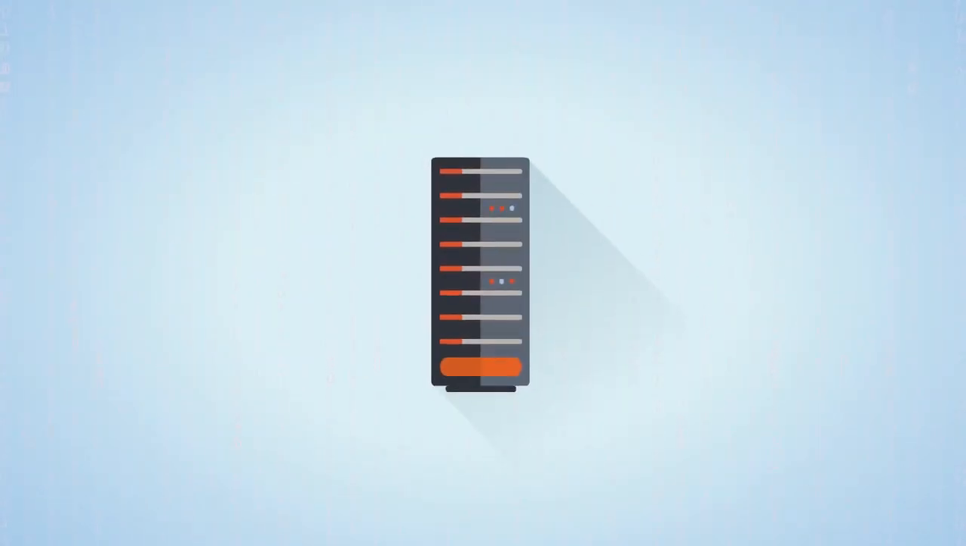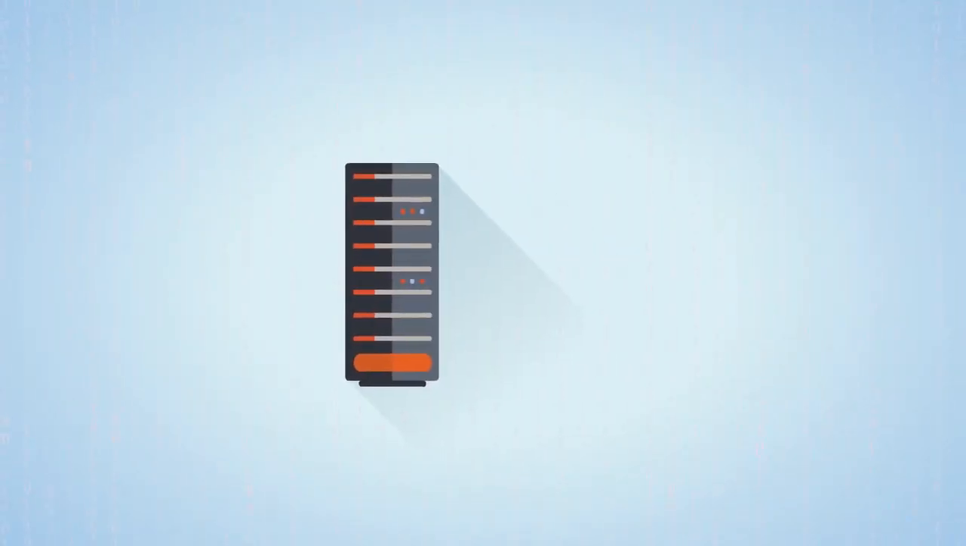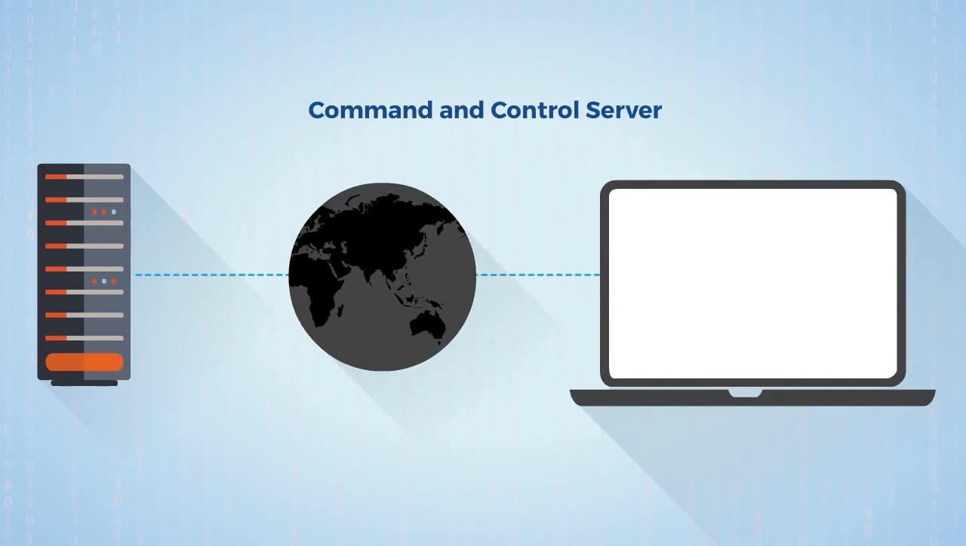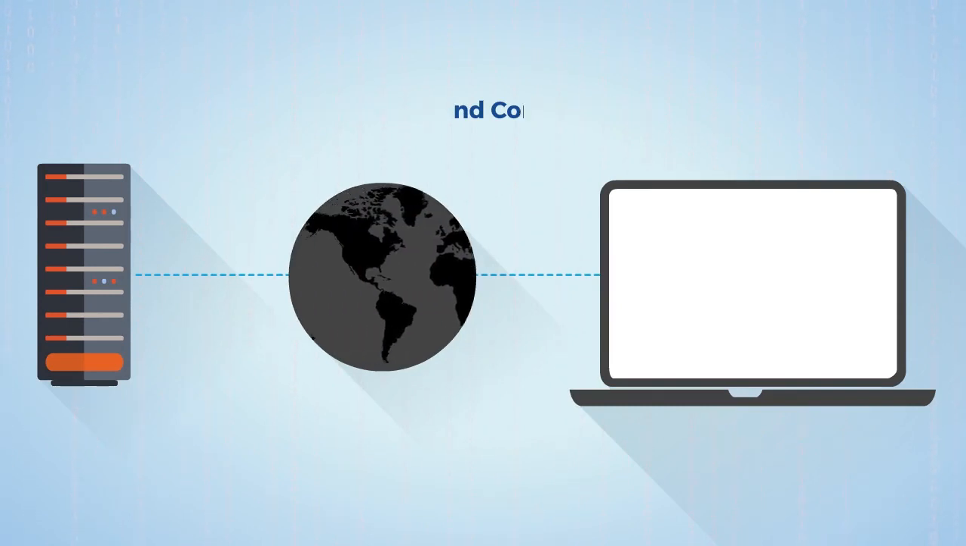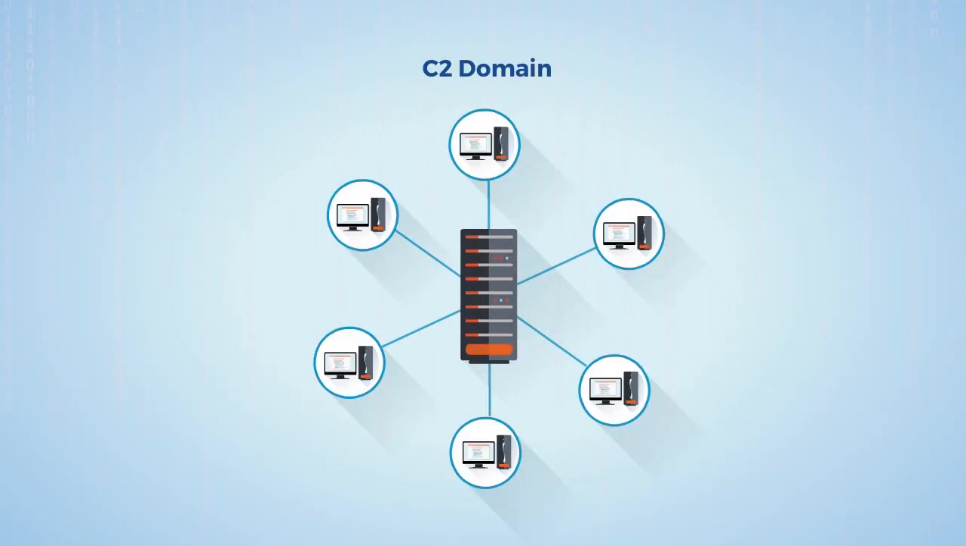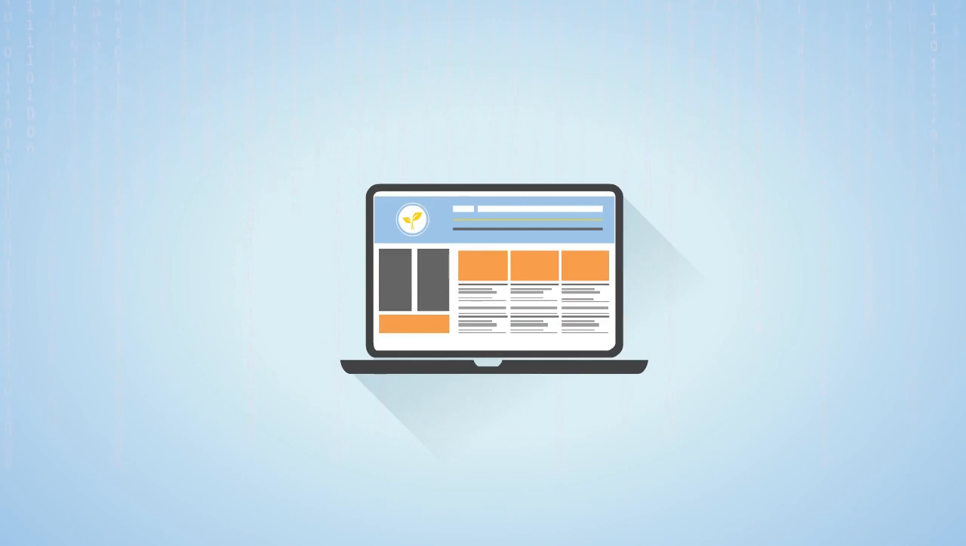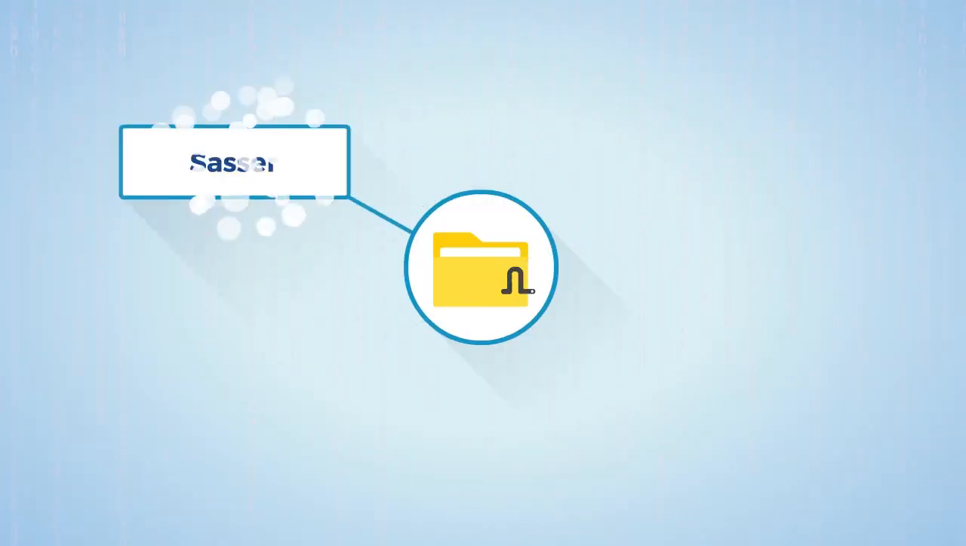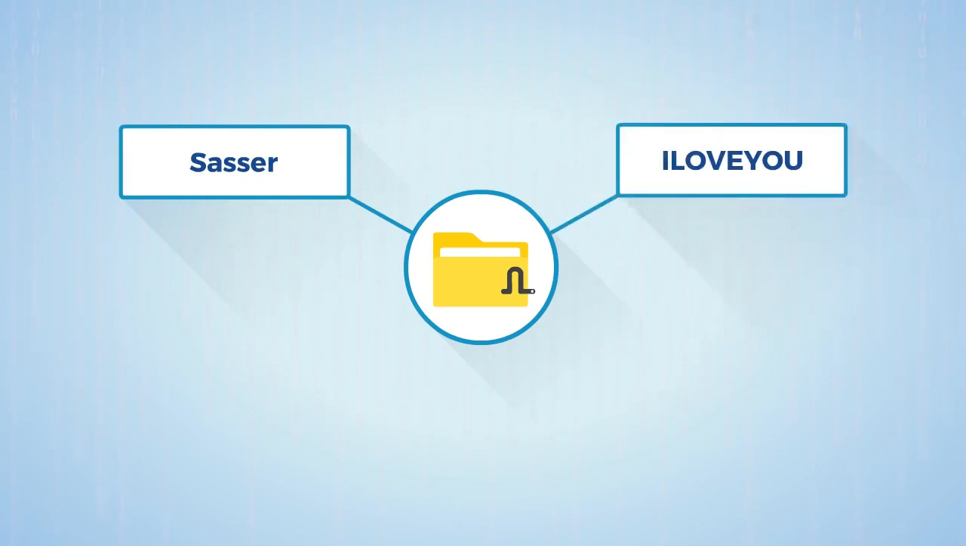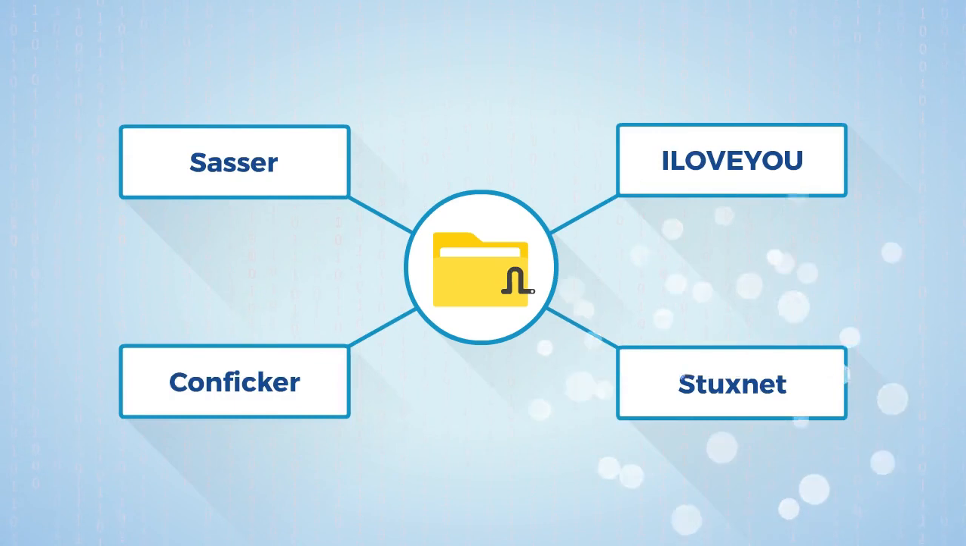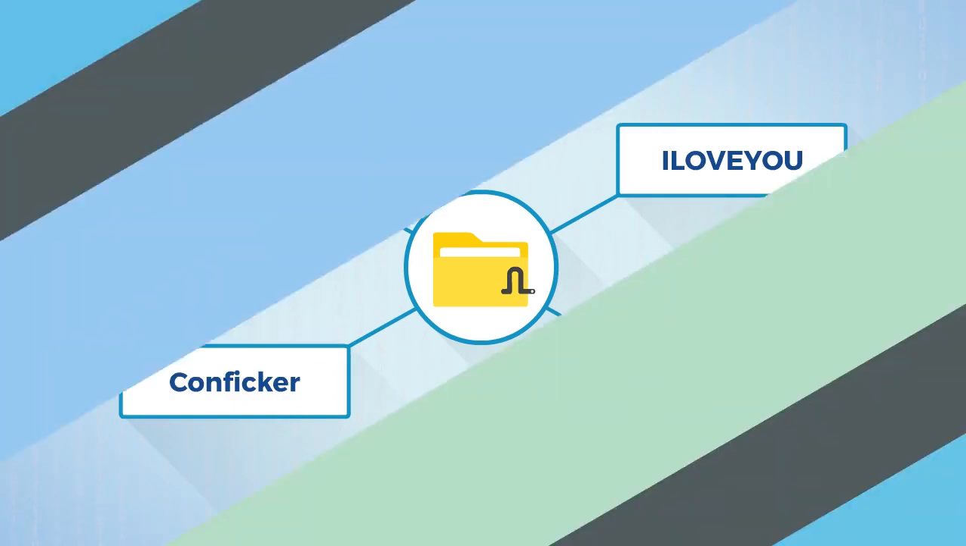And the remote control is actually being done by a command and control server somewhere, probably in the deep web, the dark web. We call that a C2 domain. You'll often hear C2 domain, which refers to the command and control domain, often on the other side of Tor browsers. Classic examples of worms are the Sasser worm, the historic I Love You worm, which was very destructive, Conficker, and Stuxnet is also a type of worm, but a dangerous worm.